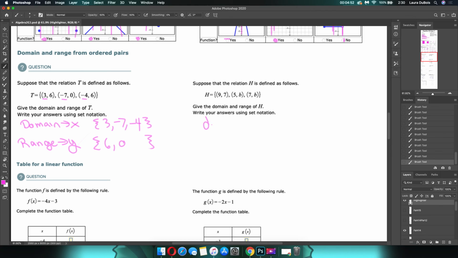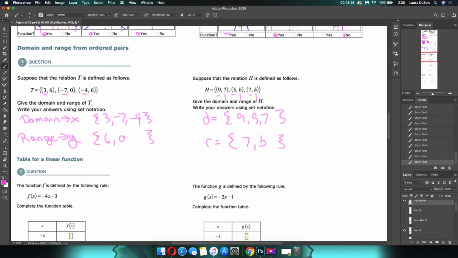Domain is going to be, what's in our squiggle brackets? We have the 9, the 5, and the 7, so 9, 5, 7. And then for range, what are we going to have? Squiggle brackets. Let's see, we have a 7, a B, and a B. So 7 and B. And that's it for domain and range. It's actually one of the easier ones.